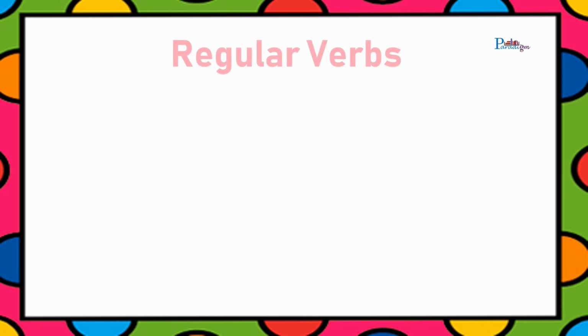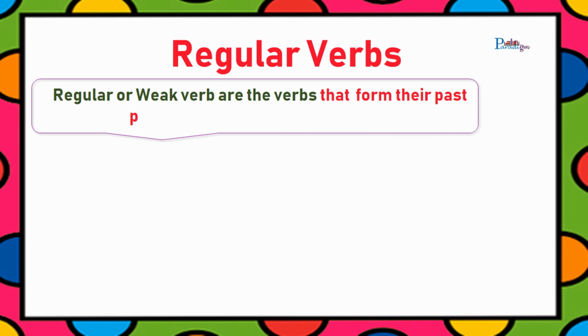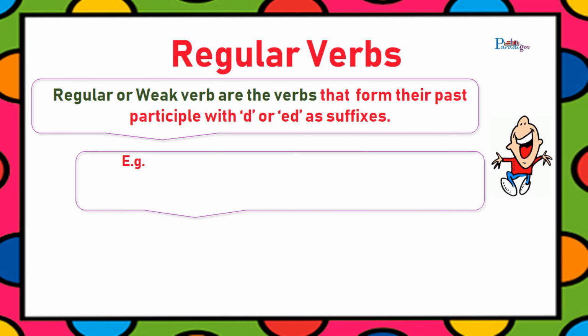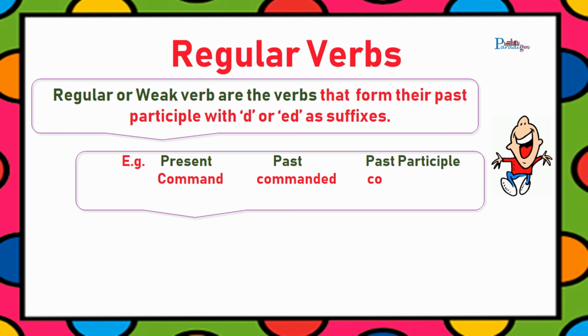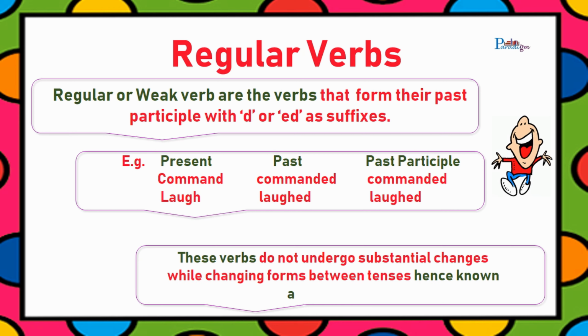Helping verb: regular verb. Regular or weak verbs are the verbs that form their past and past participle with d or ed as suffixes. Example: present, past, past participle. Like command, commanded. Laugh, laughed. These verbs do not undergo substantial changes while changing forms between tenses, hence known as weak verbs.